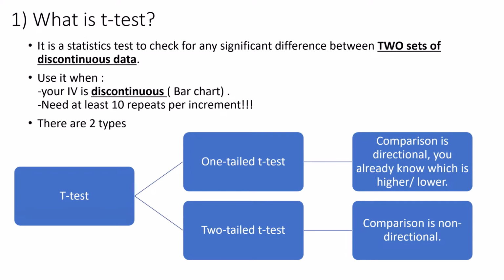There are two types of t-tests. One is known as the one-tail t-test, and you will conduct it when you know that your comparison is directional. For instance, you know which one is higher or lower. The second one is the two-tail t-test, and you will conduct it when the comparison is non-directional. For instance, you're not sure whether the effect of your IV is increasing or decreasing the effect.